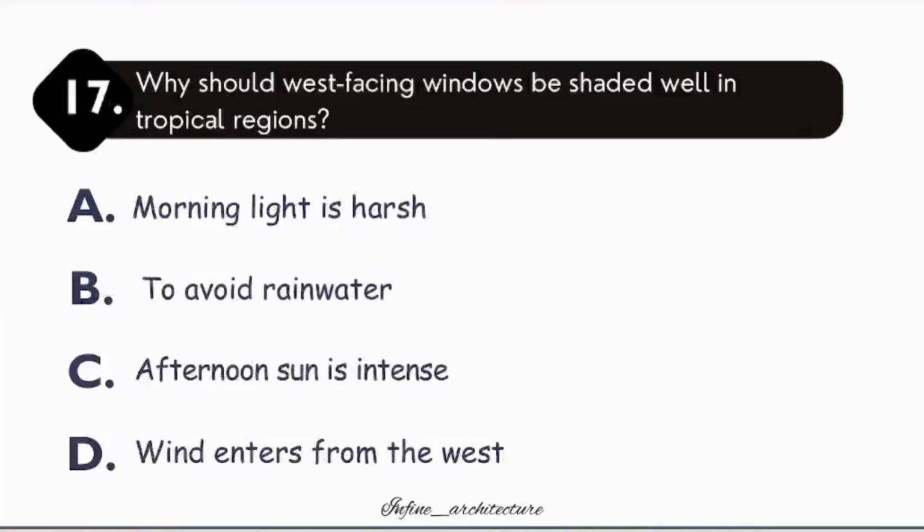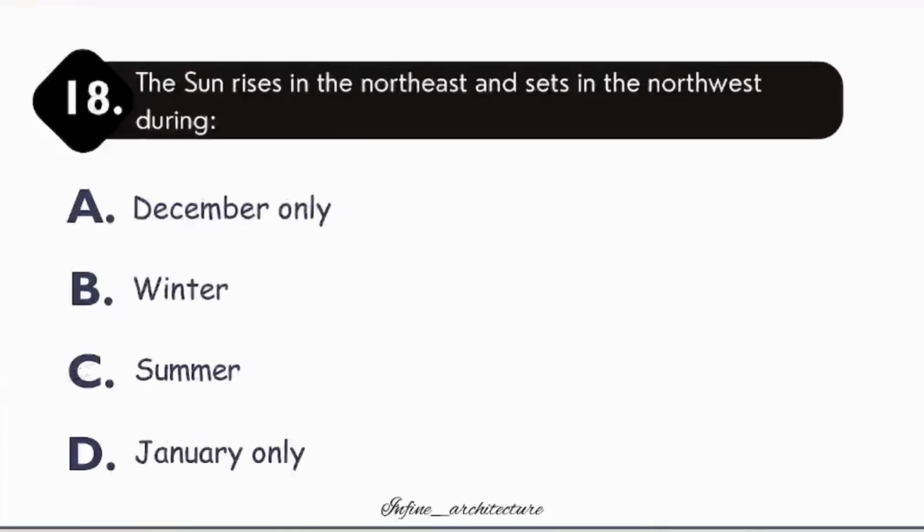Why should west facing windows be shaded well in tropical regions? The options are A, morning light is harsh, option B, to avoid rainwater, option C, afternoon sun is intense, option D, wind enters from the west. So the right answer should be option number C, afternoon sun is intense. So the next question is question number 18.